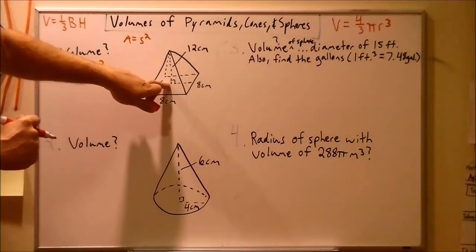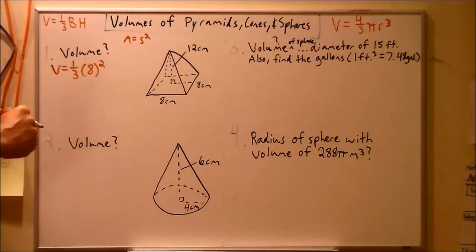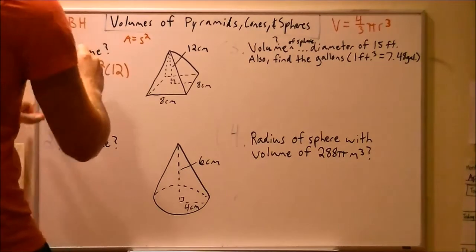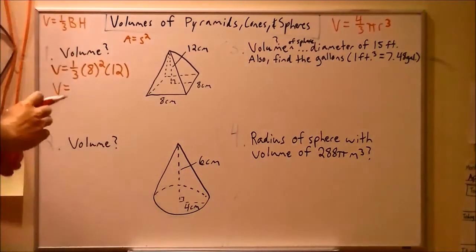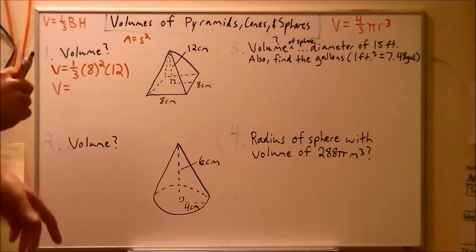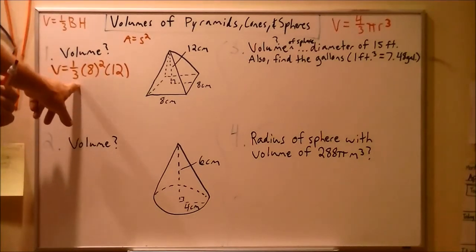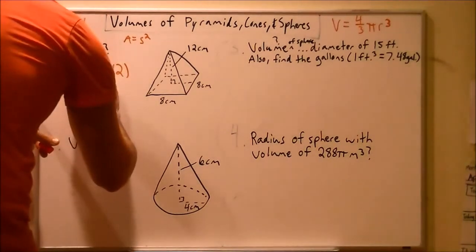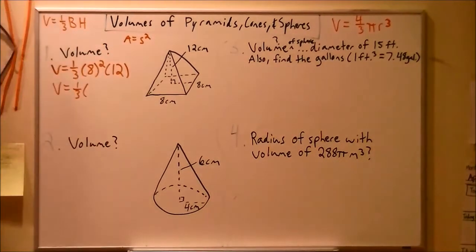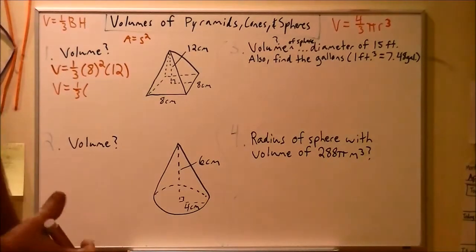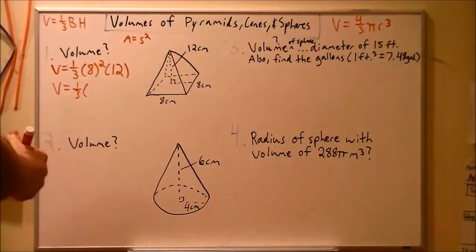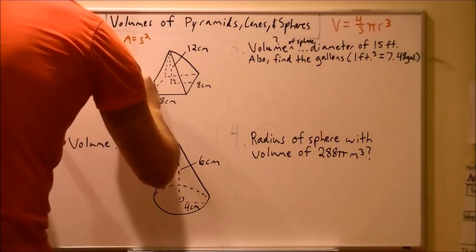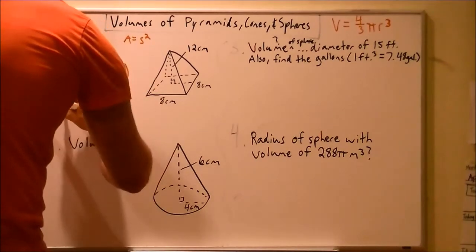From the floor all the way to the top of that pyramid is 12 centimeters. So it's going to be times 12. Okay, let's simplify. Remember, even though it may not be found first, we simplify exponents before we do multiplication. So let's keep our 1/3. What is 8 squared, or 8 times 8? Not 8 times 2, but 8 times 8 is what? Good job. 64. And then times 12.